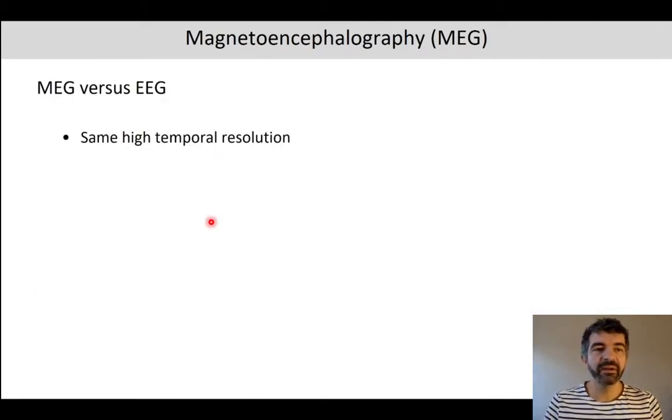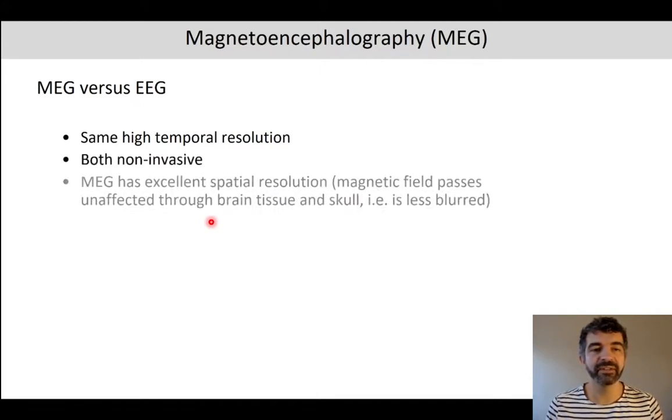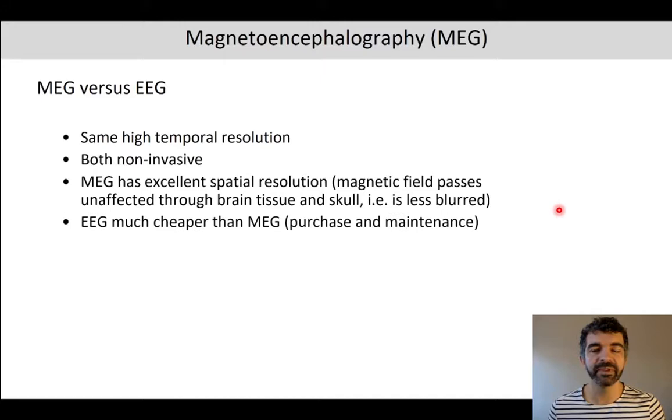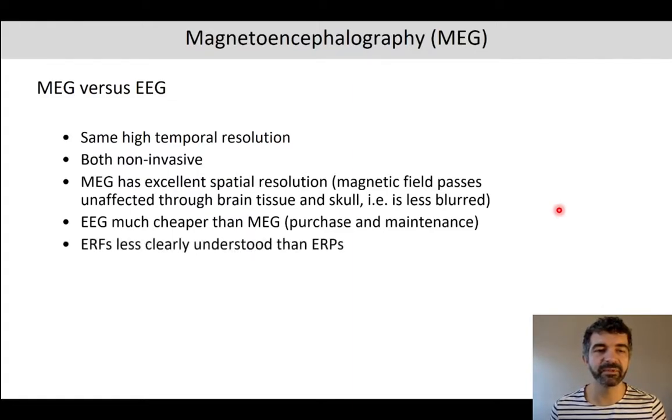So to compare MEG and EEG, you have the same high temporal resolution. Both are non-invasive. MEG has an excellent spatial resolution because the magnetic field passes unaffected through brain tissue and skull, so it is less blurred compared to EEG. And EEG is much cheaper than MEG, both in purchase and maintenance. So for example, for EEG you don't need the liquid helium, of course.